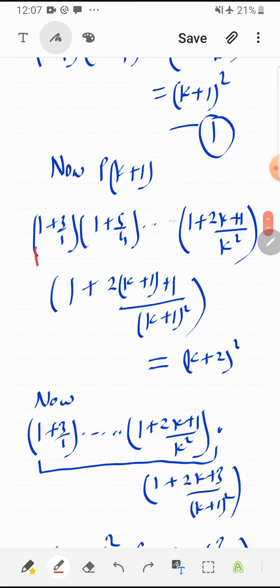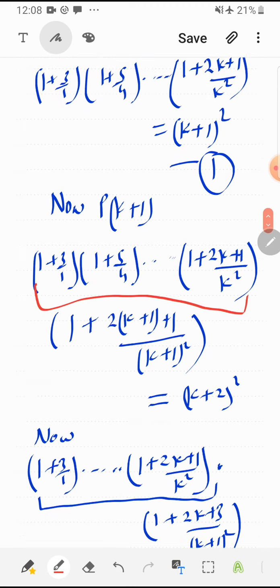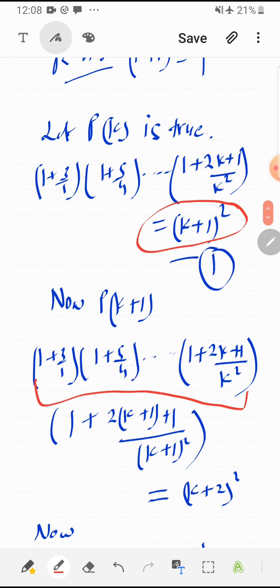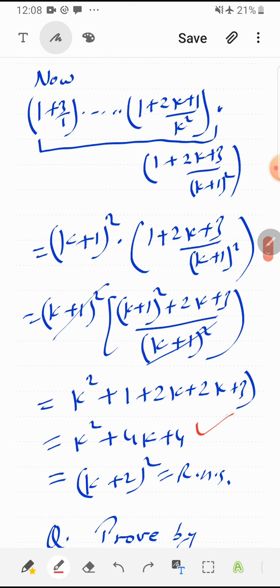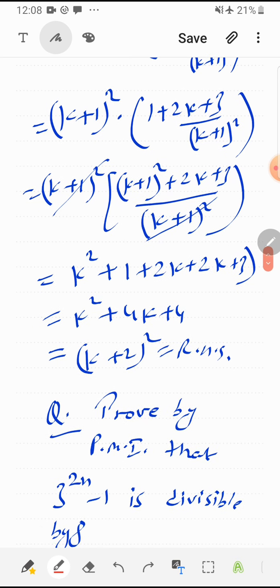So up to the kth value I am putting the expression k plus 1 whole square from equation number 1. So the rest is very easy. Take the LCM and cancel the common factor, and what we are left with is k square plus 4k plus 4, which is k plus 2 whole square. So this is the right hand side. The result is true for all natural numbers.